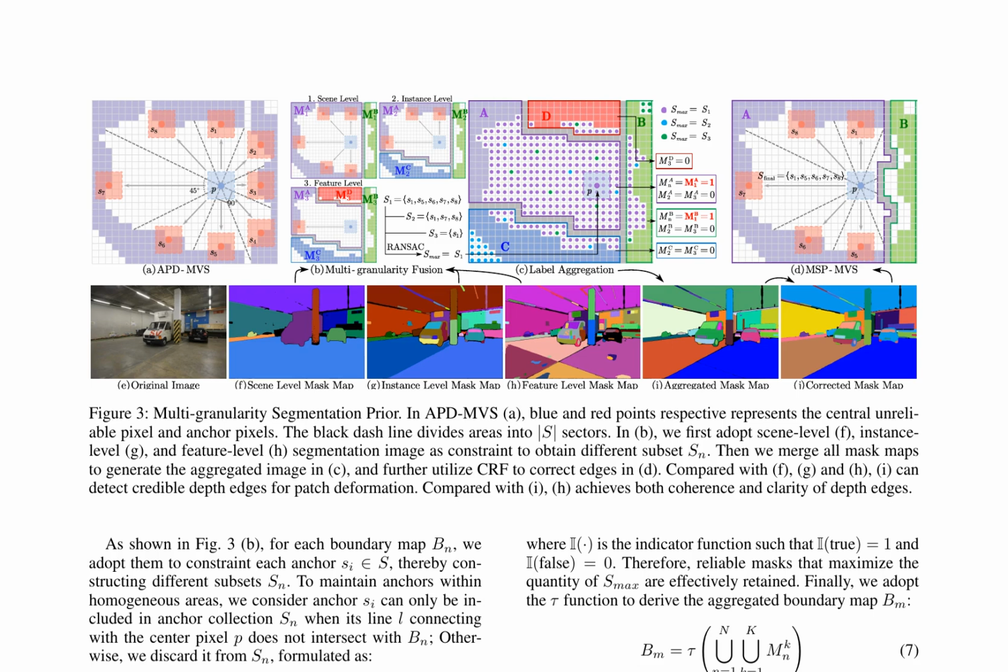The pipeline begins with multi-granularity segmentation using semantic SAM, generating 3 masks of varying granularities from coarse to fine. These masks are used to derive boundary maps that capture semantic information at different levels: scene, instance, and feature. The aggregated segmentation map is obtained by retaining reliable masks that maximize the quantity of optimal distribution among internal pixels, serving as a new constraint to form a new anchor collection for patch deformation.